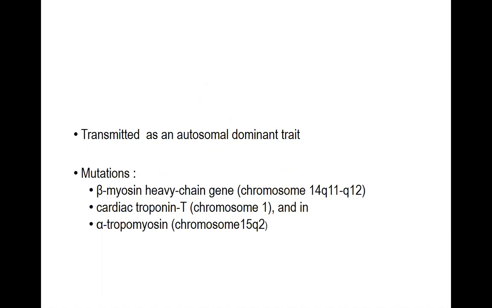It's transmitted through autosomal dominant inheritance. Mutations can happen in beta-myosin heavy chain genes, cardiac troponin T genes, and alpha tropomyosin genes. I don't think you need to remember this, but this is for your knowledge.